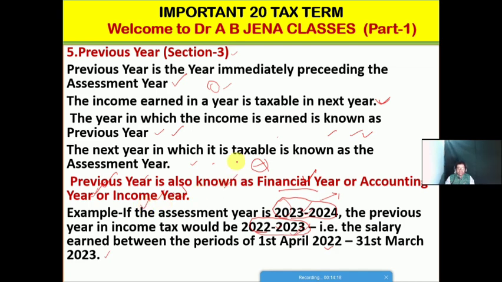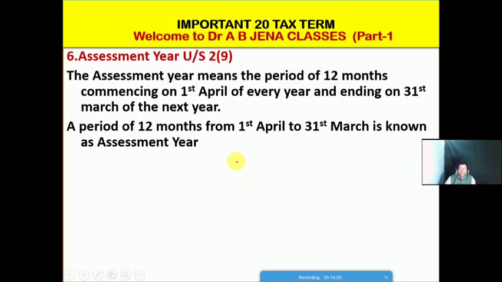Now friends, you are clear. Come to its opposite, that is the assessment year. Assessment year as per section 2 subsection 9 of the Income Tax Act 1961 means the period of 12 months. The previous year or assessment year always consists of 12 months.